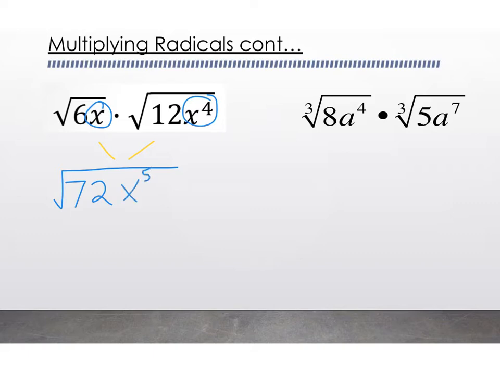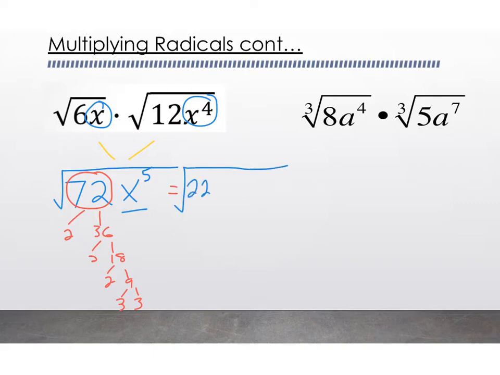And then again, like before, we're breaking this down, but remember if there are variables, we're going to expand that fully. If I make a factor tree of 72, well, I know that it's 2 times 36. 36 is 2 times 18. 18 is 2 times 9. And 9 is 3 times 3. And so if I expand underneath the radical, 72 can be broken down to 2 times 2 times 2 times 3 times 3. And since it's x to the 5th, there's 5 of them.